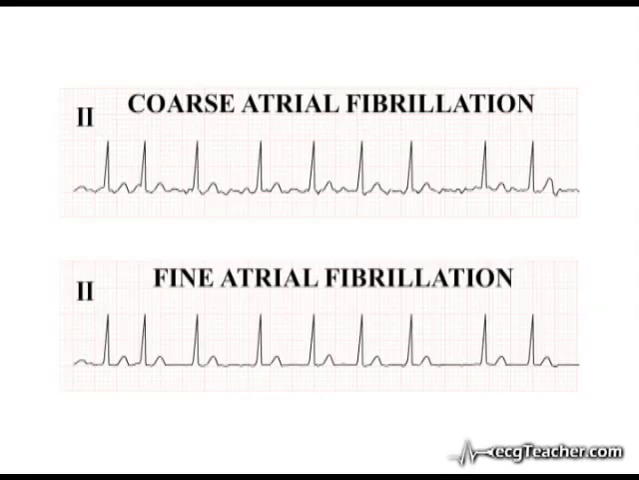Atrial fibrillation is associated with a number of preventable complications, including stroke and heart failure. You must be able to identify it on the ECG. The key to identifying this arrhythmia is the irregularity of ventricular depolarization and the absence of P waves.